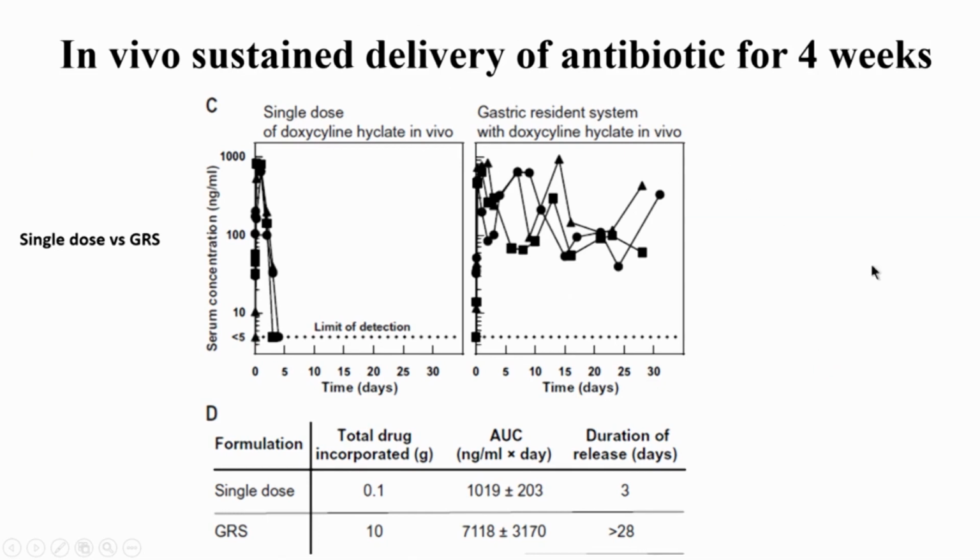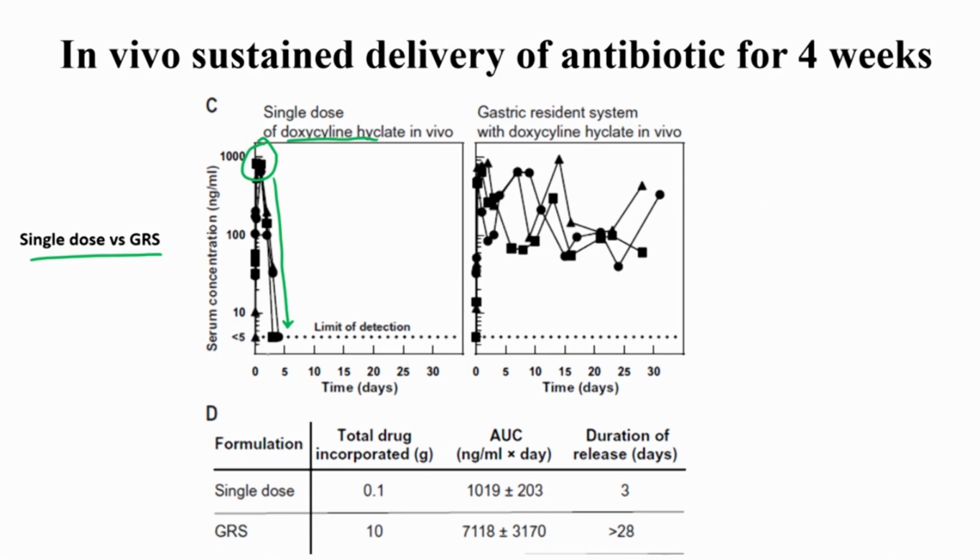So, let us see how it actually does with the antibiotic. In this case they have compared a single dose of the drug versus the GRS system, again a single dose with that. This is just the free drug, the doxycycline, and they have given it orally. The serum concentration starts to go up, it reaches a very high level, all the way up to 1000 nanogram per ml, and then it very quickly drops down.